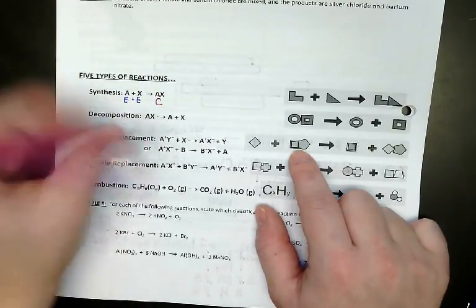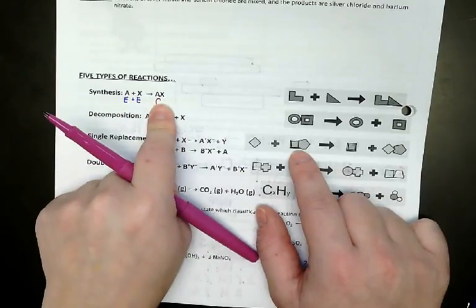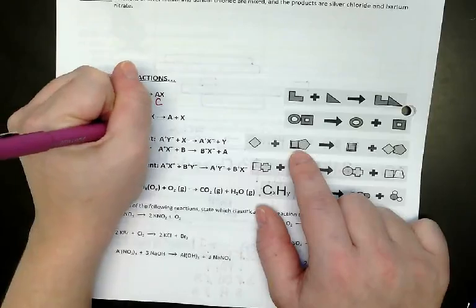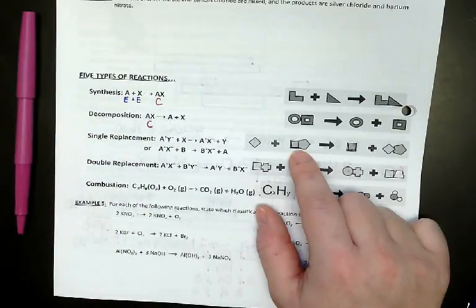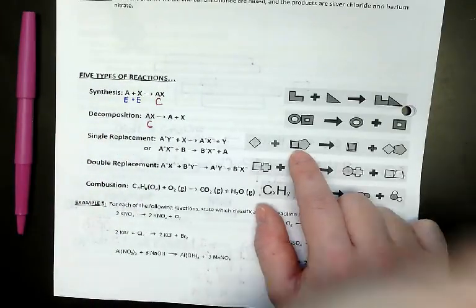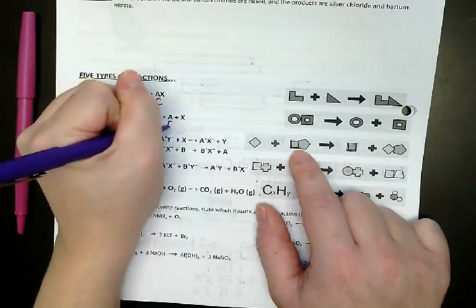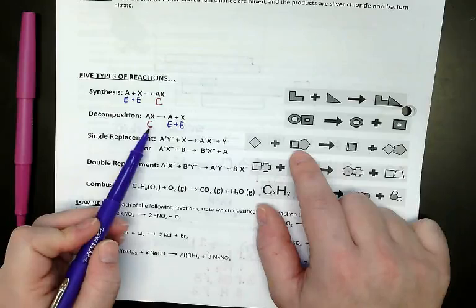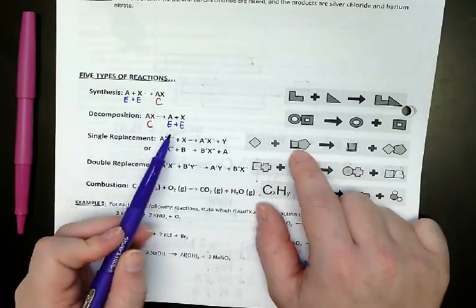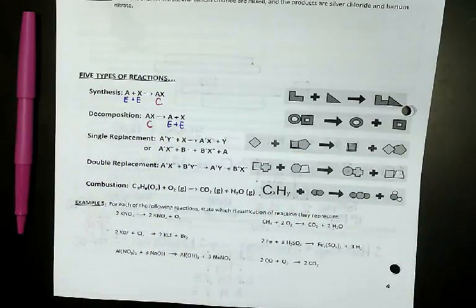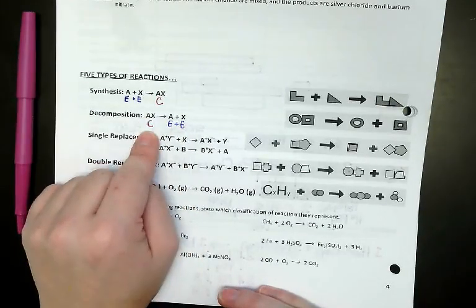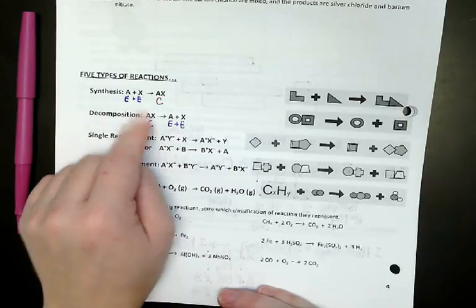Okay? Next one, decomposition is the opposite. Because when you decompose, you break apart, right? Decomposition is a compound breaking down into an element and an element. Or it may be a compound breaking down into smaller compounds. You can see that also for decomposition. Big thing here for decomp, there's no plus sign on our reactant side. It's just a compound on the reactant. So synthesis, just a compound in the product. Decomposition, just a compound in the reactant.